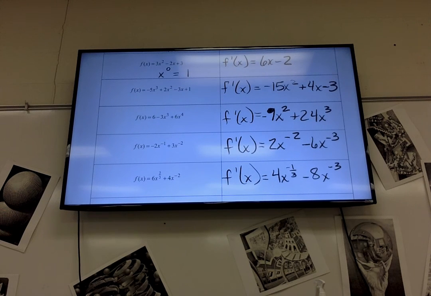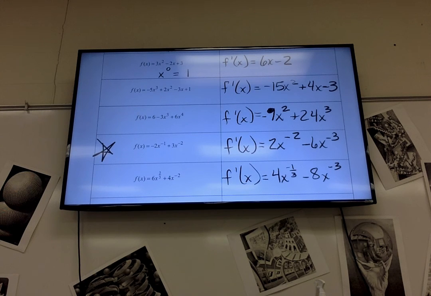I hope so. Me too. So 3 times negative 5 is negative 15. I lowered it by 1. 2 times 2 is 4. Lowered it by 1. And then negative 3. Let's skip to that one. Okay. Negative 1 times negative 2 is 2.